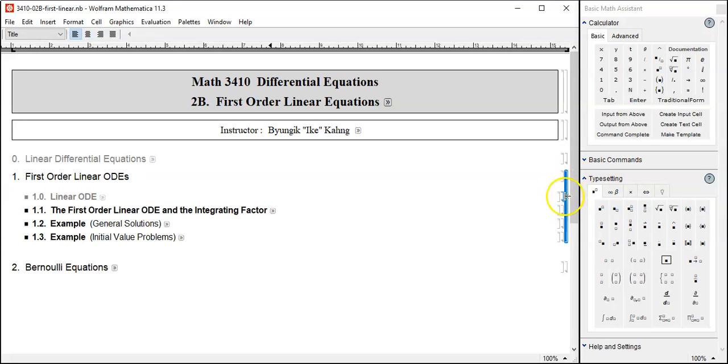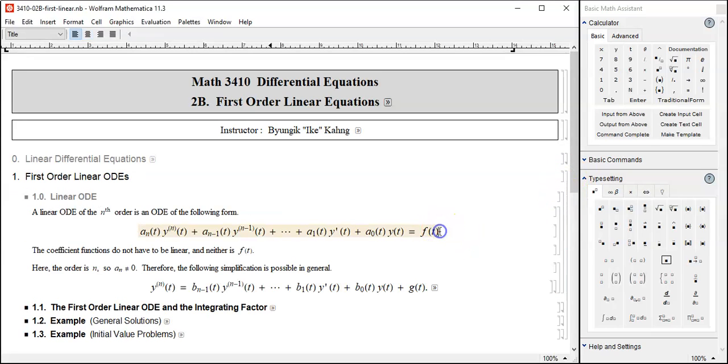A linear equation is an equation that looks like this. This is the general form. Please pay attention to all the y's. Y, y prime, y double prime, and so on, all the way over to the nth derivative. They all have degree 1. No square, no cube, no radical, no transcendental, no nothing. They're all linear. This kind of equation is called a linear ODE.